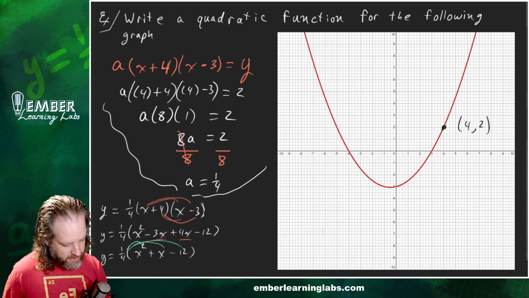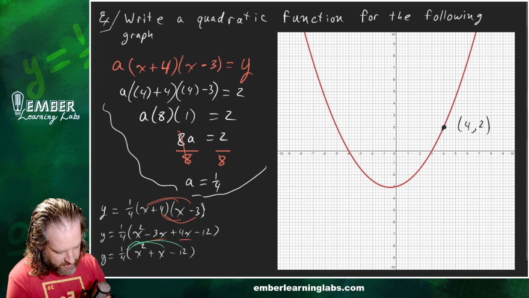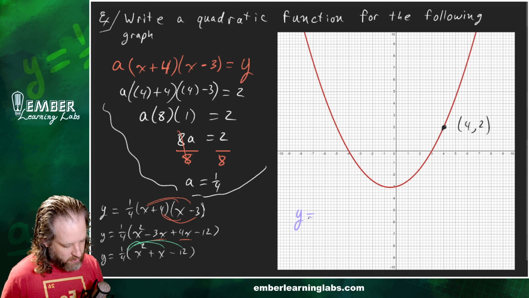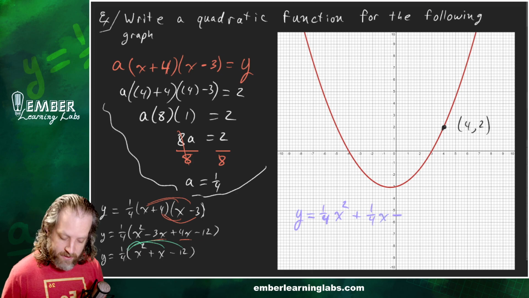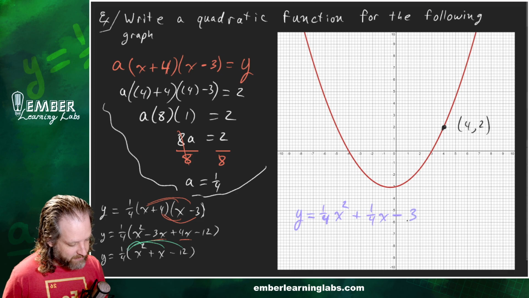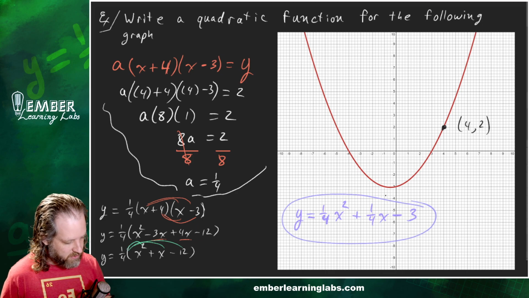And then I'll write our answer over here. I'll even write it big so it's easier to tell what's happening. So our answer is y equals 1/4 times x squared plus 1/4 x minus 12 times 1/4 is negative 3. So it does, in fact, cross right there. So it's got that going for it.